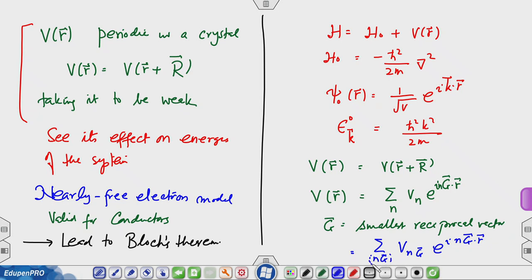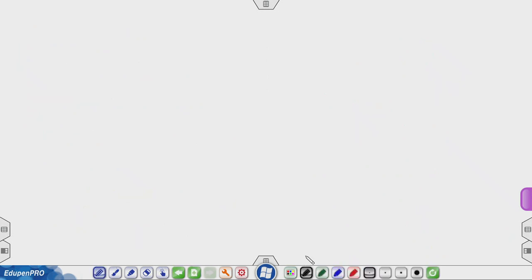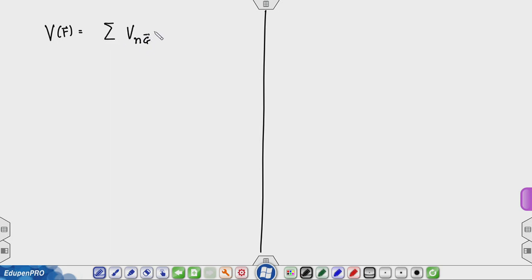So, this is like a Fourier transform, and we have done this in the past for density of electrons while considering the X-ray diffraction. So, this is a new thing, and I am going to treat this as a perturbation. So, V(r), which is written as summation V n g e raised to i n g dot r. I am using a slightly different notation from the book, because I want to say that g is the smallest one.